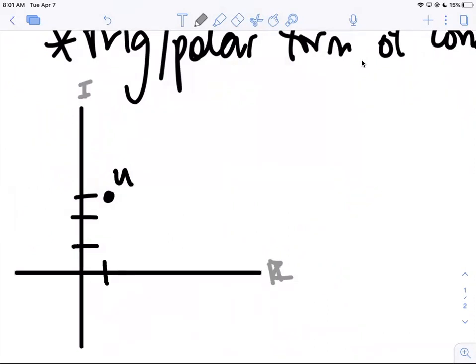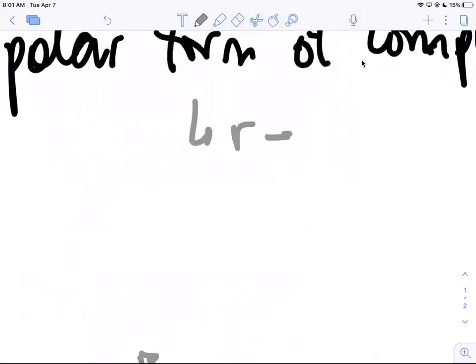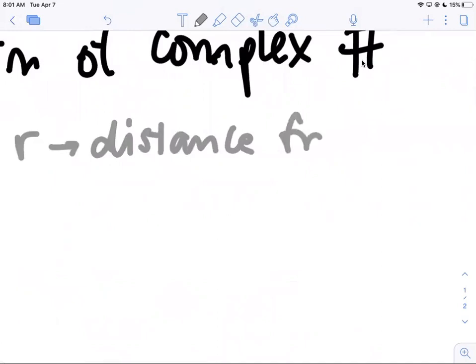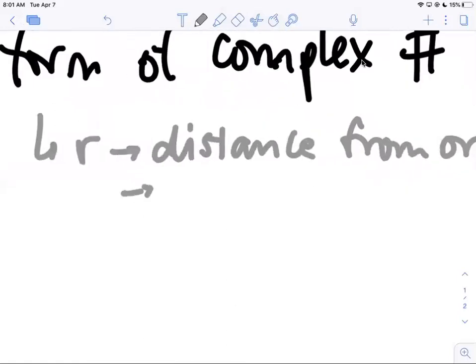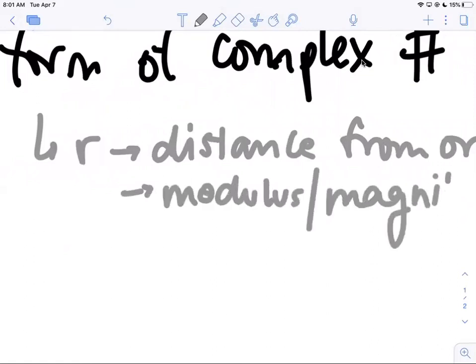And so again, we're relating this to vectors, relating this to polar form. If I go from the origin to my point, that distance is called R. So the distance R from the origin to the point is my modulus or my magnitude. So things that we're remembering: R is my distance from origin to point, and it is my modulus or my magnitude. Those words are interchangeable right now.